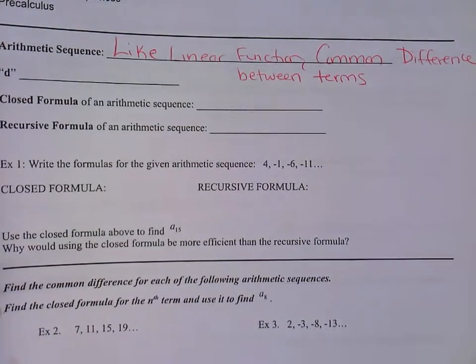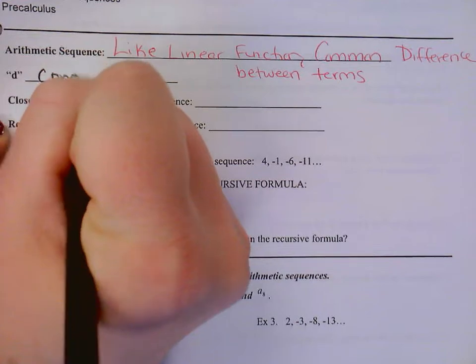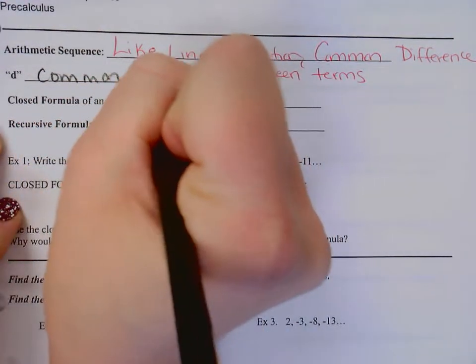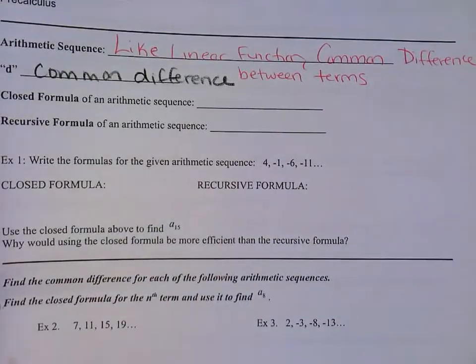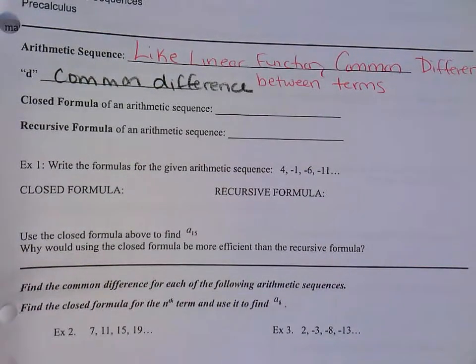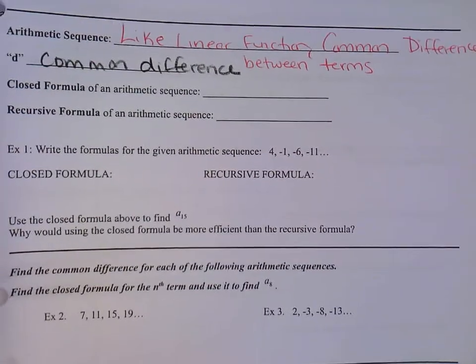So D is that common difference. It's basically your rate of change. So D is your common difference. In the homework and stuff, it's going to say find D. So D is always the common difference there. Now I'm not by the glare.